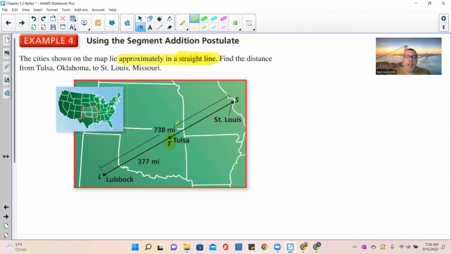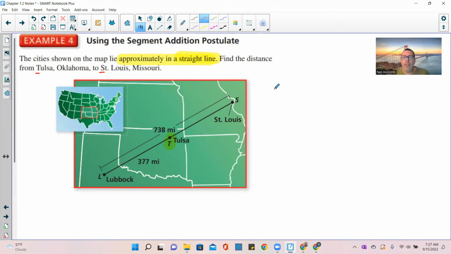The point in the center in between the two is going to create 2 segments that add up to the whole. So it says find the distance from Tulsa, T, to St. Louis, Missouri. So what we're trying to find is TS. So the segment TS. So that's how I start this.